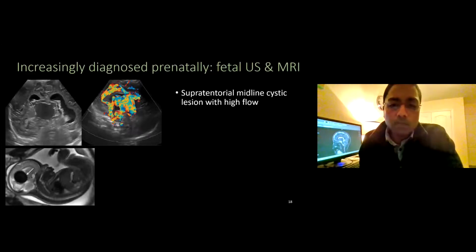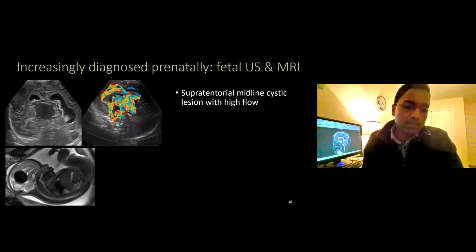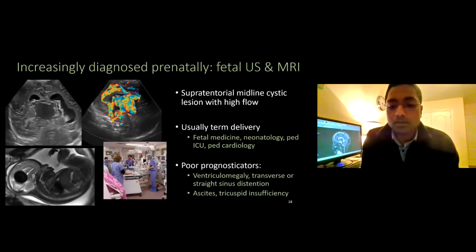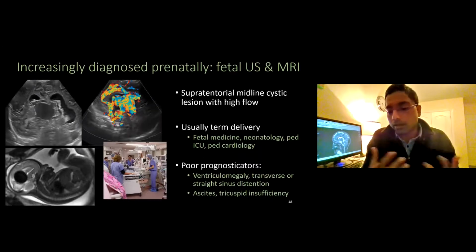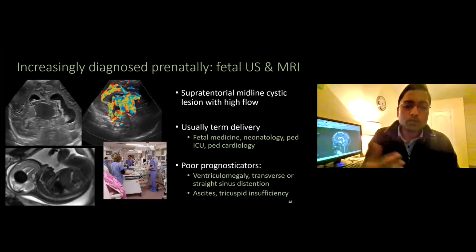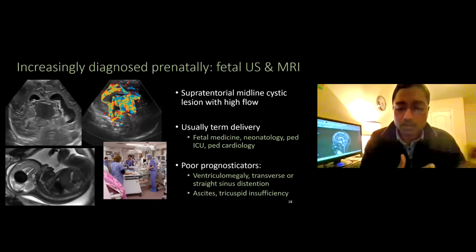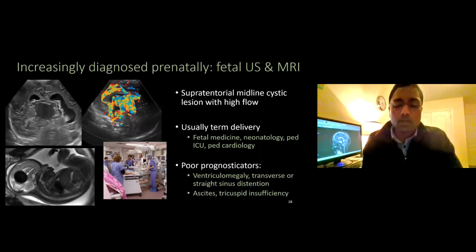And more often we recognize them by fetal ultrasound and fetal MRI, where it has this classical picture of a supratentorial midline cystic lesion with very high flow with shunting, as you can see here on the Doppler. So we usually tend to, as far as possible, unless there are poor prognosticators like hydrops or tricuspid insufficiency, delay the delivery until term. And it is a very combined effort, obviously, with fetal medicine, with neonatology, with ourselves, with the ICU, cardiology, and so many teams that are involved in this initial phase of the child's birth and postnatal period.